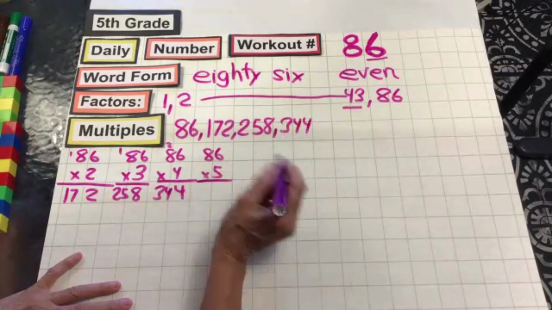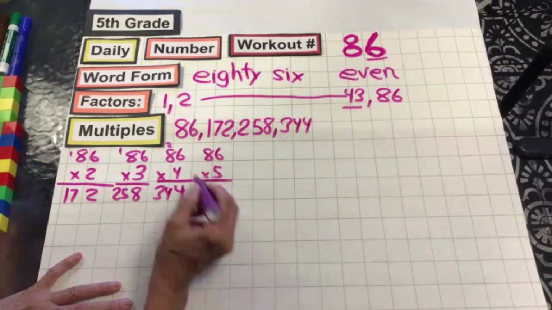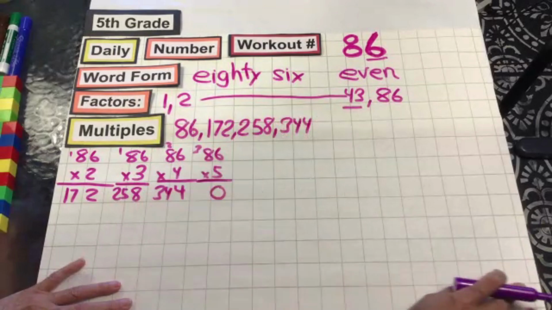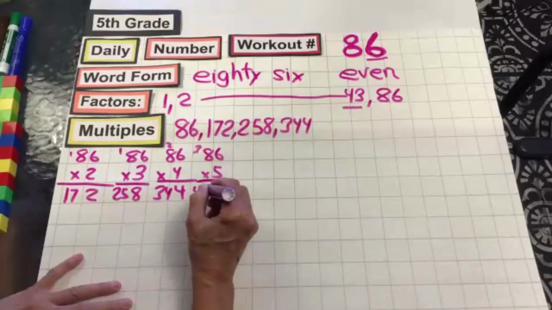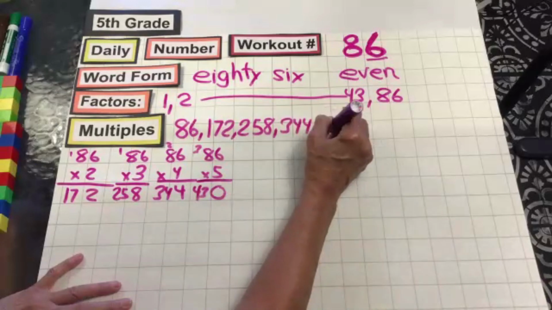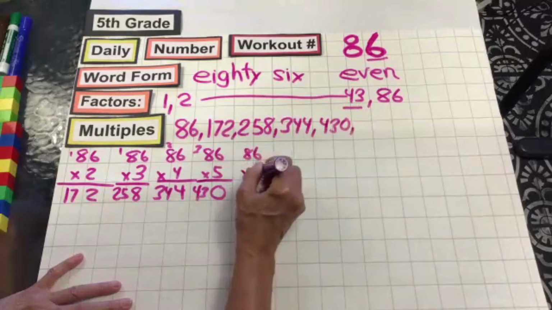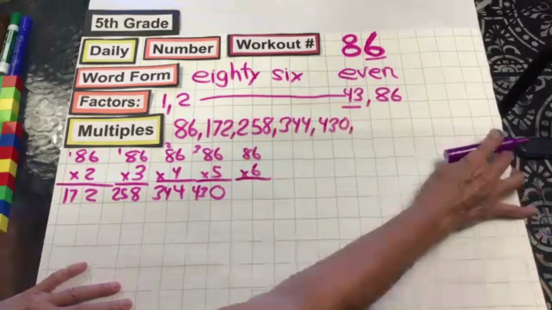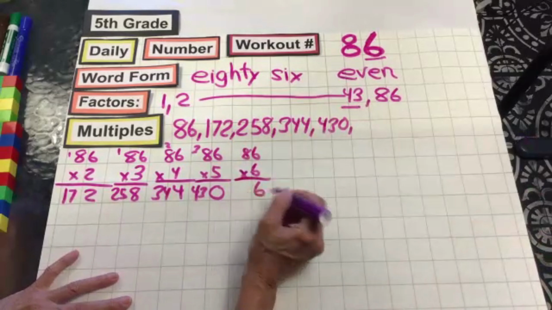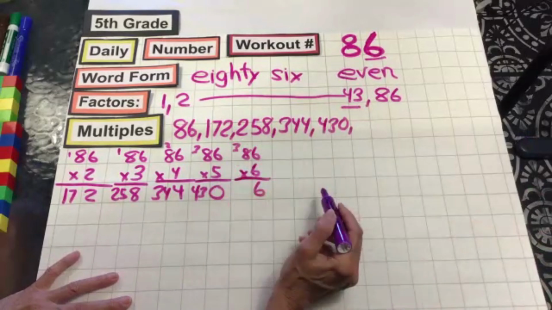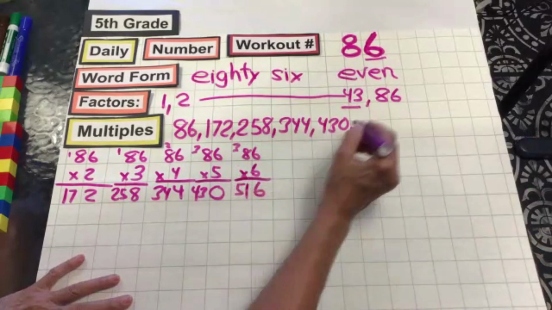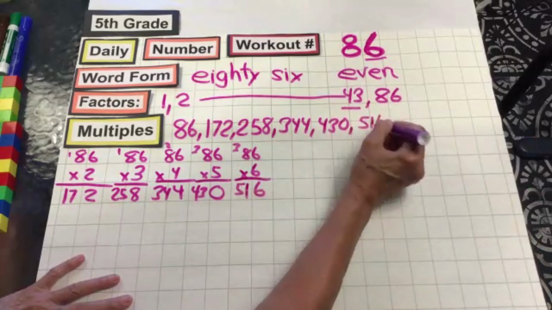5 times 86. 5 times 6 is 30. Drop the 0, carry the 3. 5 times 8 is 40. Plus 3 is 43. So that's 430. 86 times 6. 6 times 6 is 36. Drop the 6, carry the 3. 6 times 8 is 48. Plus 3 is 51. So we have 516.